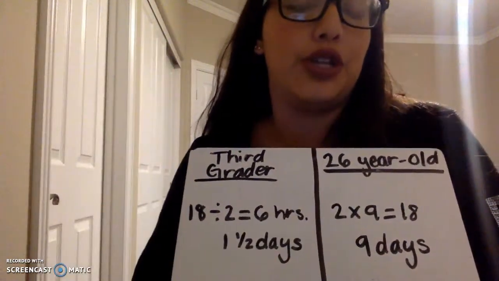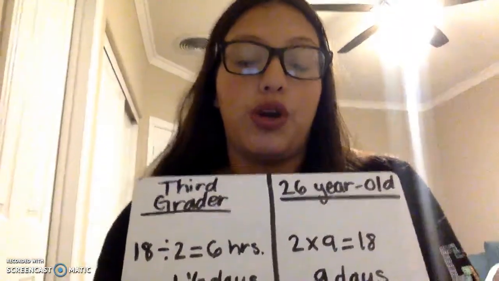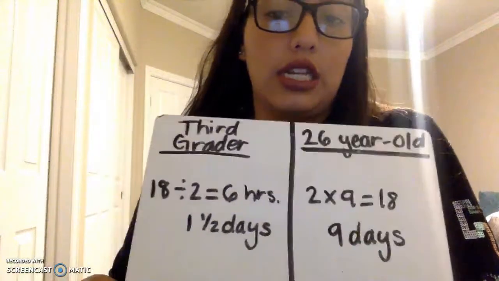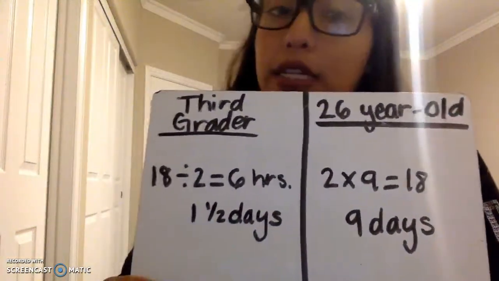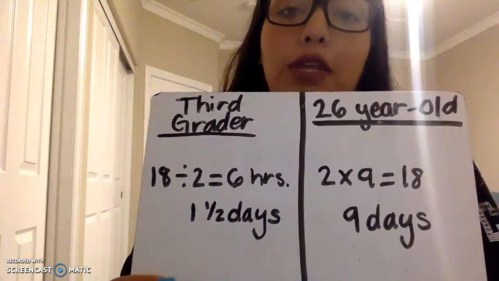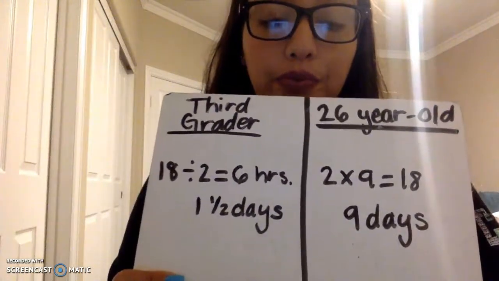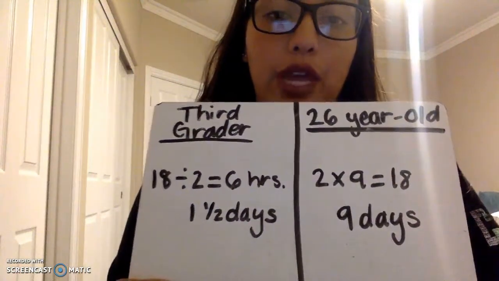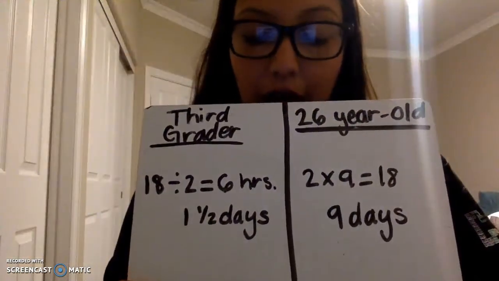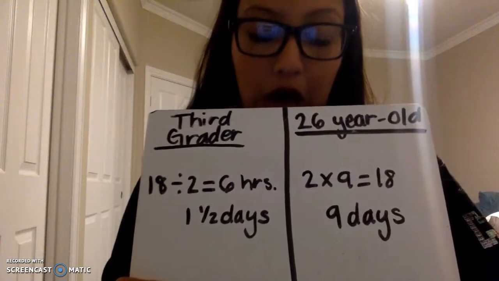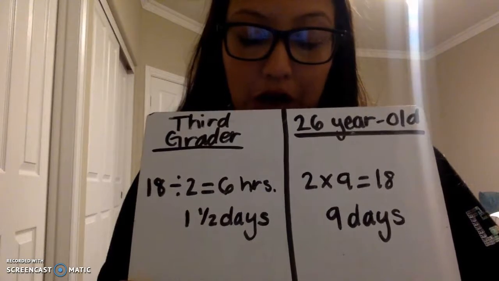So he divided it by 2. And then when he went to solve what he had written, he didn't solve correctly. He said 18 divided by 2 is 6, in which it should be 9. But he started the problem correctly. It's just his division skills got in the way. But then I'm not exactly sure where the 1.5 days came from, if it was 6 hours. Because it's 18 hours and 2 hours each day.